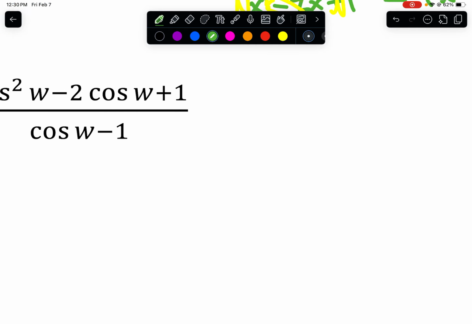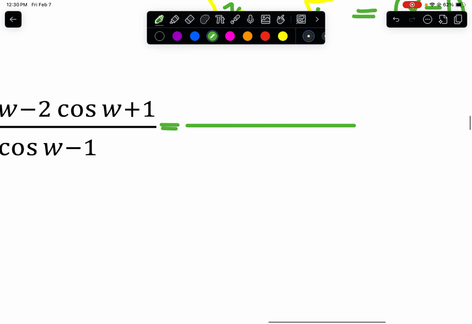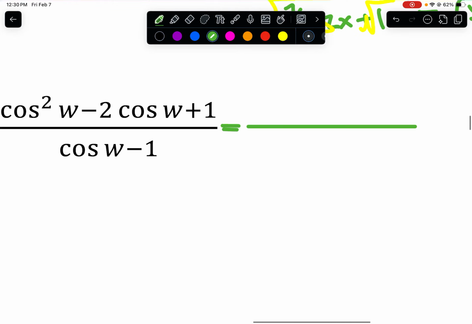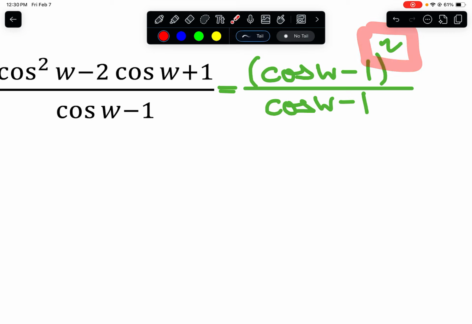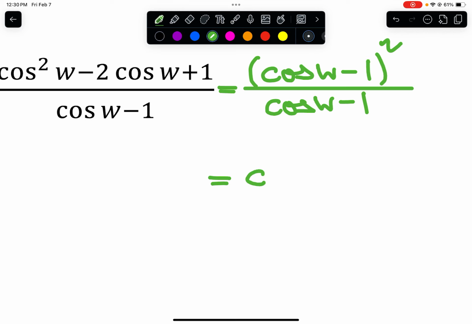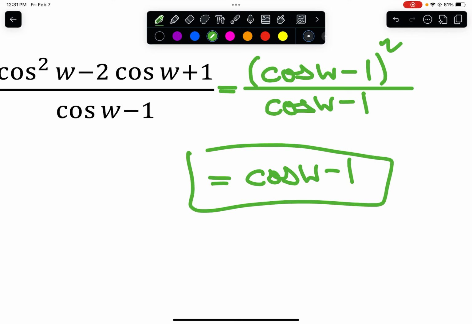So when I do the perfect square trinomial, that's what I just did over here. So I'm just going to write in the x value, which is going to be cosine. So we're looking at cosine w minus 1 squared over cosine w minus 1. So we have 2 of those in the top and only 1 of them in the bottom. So I'm going to take 1 away from both, which means we are left with cosine w minus 1. So that would be your final answer here.